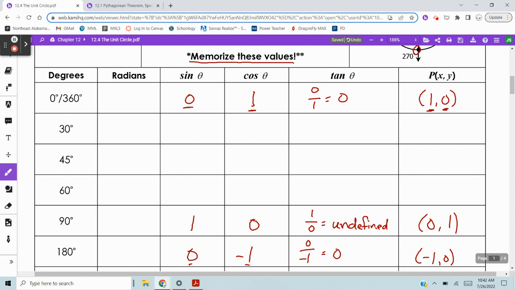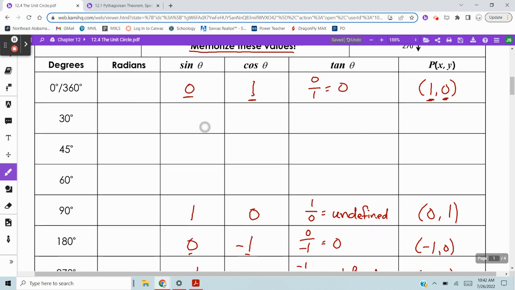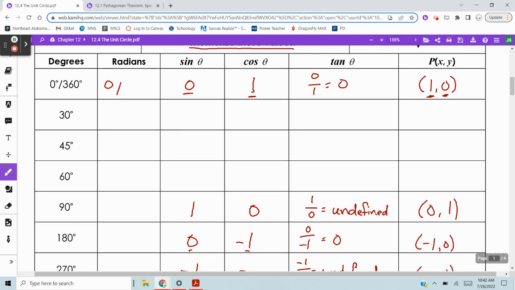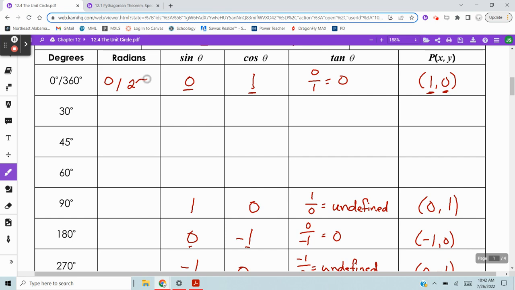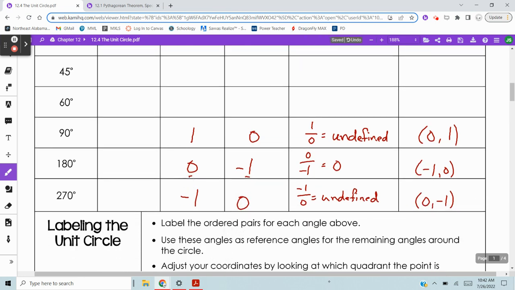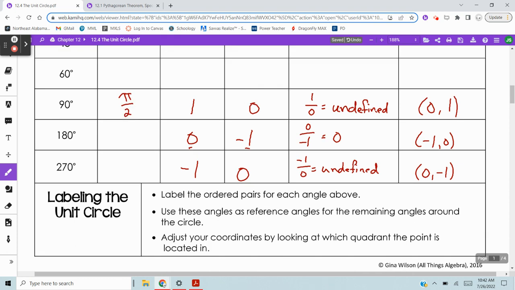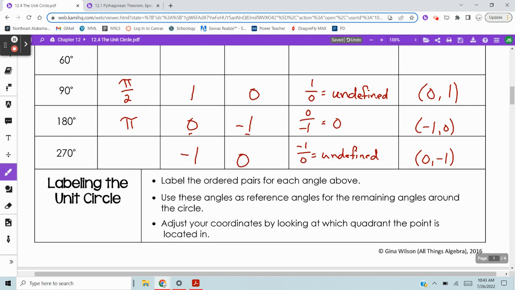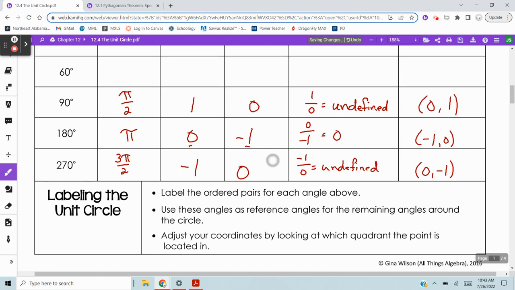One other thing they ask us to do here is we have degree measures and radian measures. We know what 0 degrees is. That's 0 radians. And then 360 from previous lessons, that was 2 pi. Since pi is 180 degrees, 180 divided by 2 would give me my 90. Again, pi is 180, so 180 would be pi. And then 270 is actually 3 90s. So that'd be 3 pi over 2.